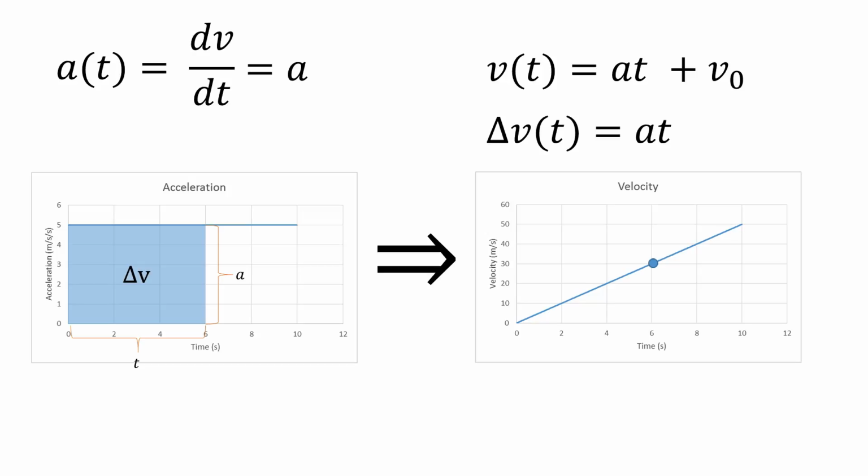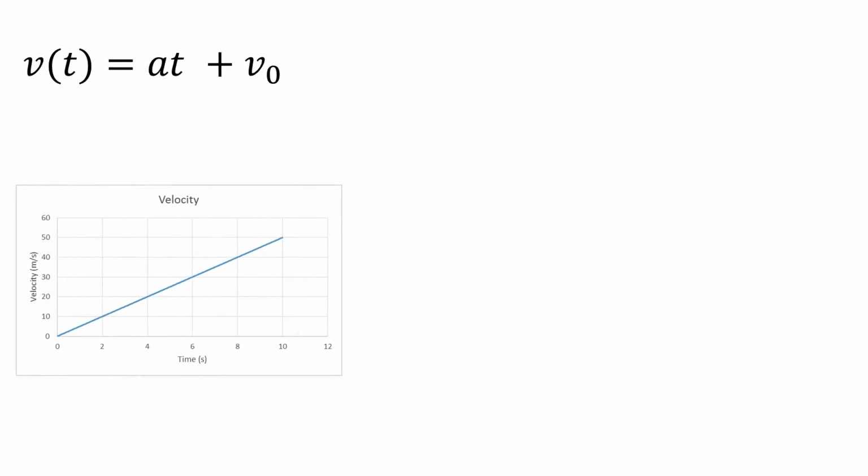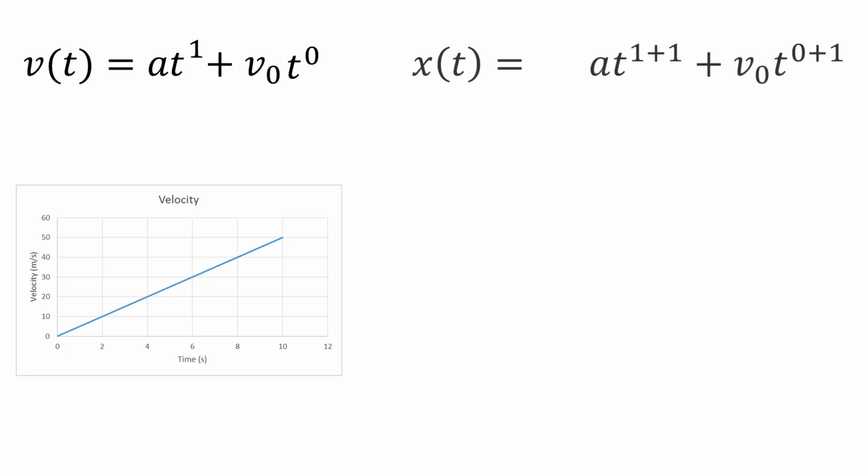From here, we can attempt to perform the same operations to determine the position as a function of time. Velocity is defined as the derivative of position with respect to time. Once again, that means that the velocity function provides the slope of the position as a function of time. Doing the same trick as before, we recognize that t is the same as t to the first power, and t to the 0th power is 1. To determine the position, I'll add 1 to each of these powers of t. This will give me a power of t squared, and a power of t to the 1.